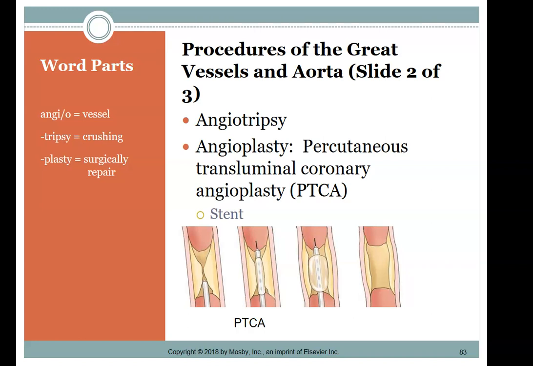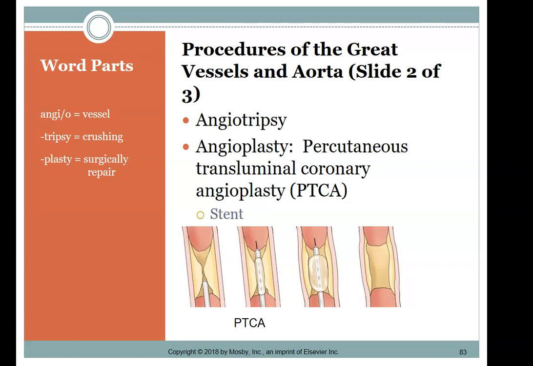An angiotripsy is a crushing of a vessel done to control bleeding. The percutaneous transluminal coronary angioplasty is a surgical procedure in which a catheter is threaded into a coronary artery that is affected by atherosclerotic heart disease. The balloon at the tip of the catheter is inflated and deflated to compress the plaque against the wall of the artery and increase blood flow.